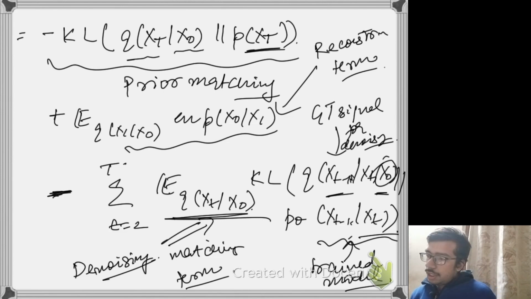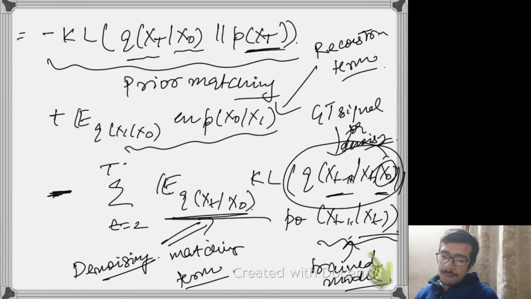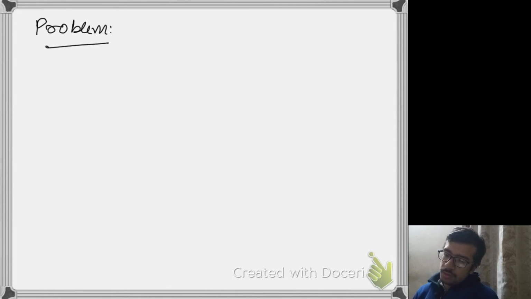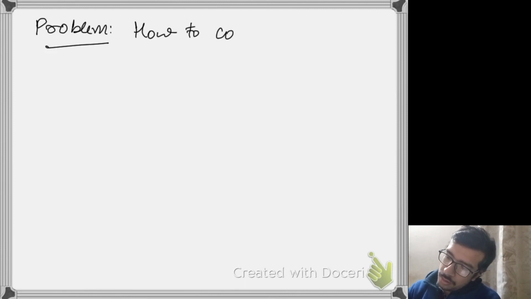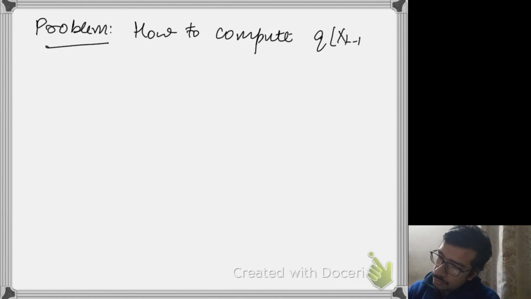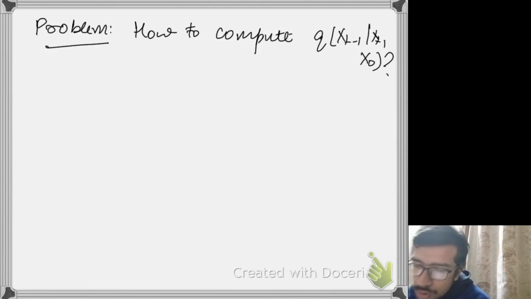Now the question is, how do I compute this particular quantity q(x_{t-1} | x_t, x_0)? Okay, so let's try to understand that. How do I compute this posterior?